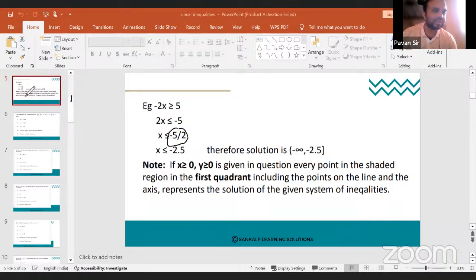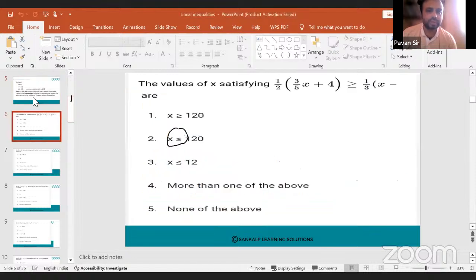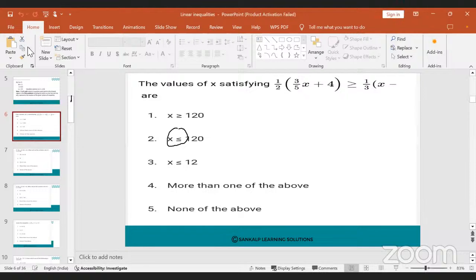Next one. Let me start with some examples based on the previous knowledge and what we just discussed. So the first question is here. Now, the first question is like this. The values of x satisfying half into 3 by 5x plus 4 is greater than or equal to 1 by 3 x minus, what? Wait for me, students, I will erase all the previous diagrams.